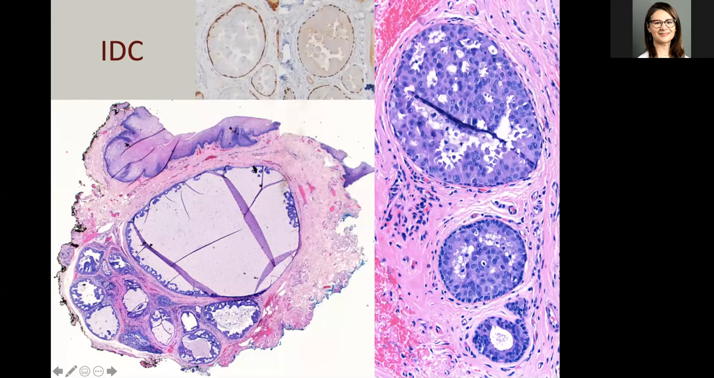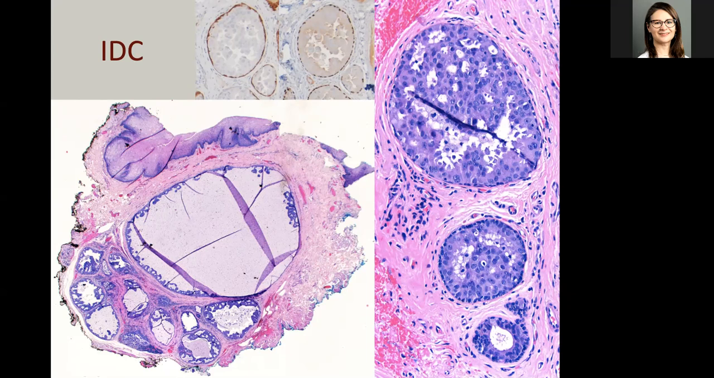So you can see on low power, this is almost a very cystic type of tumor with multiple cystic spaces. And when you apply a stain for a myoepithelial cell or a basal cell at the periphery, it is positive. And this is not a cell that is a part of the tumor. This is a residual basal cell. Here, you can actually see it on H&E surrounding this duct. This is a residual basal cell of the pre-existing ductal system.